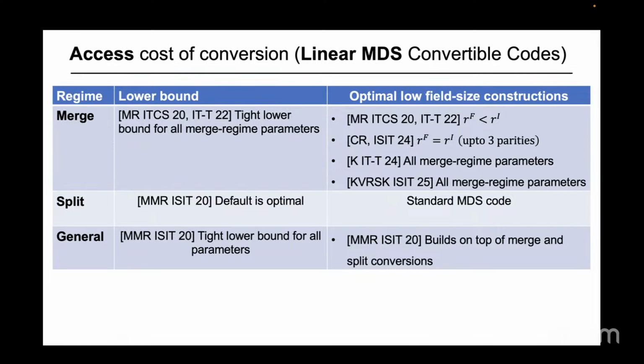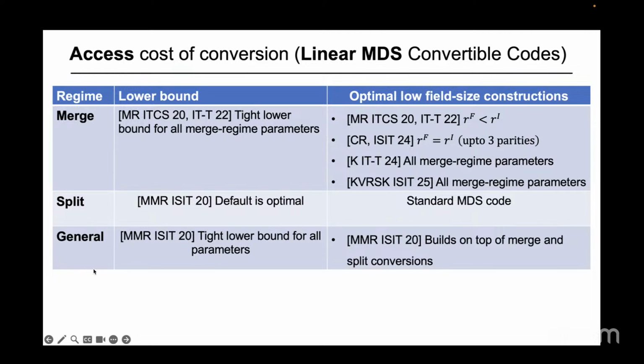And initially, we knew constructions with low field size only for certain regimes. And more recently, there are constructions for all merge regime parameters with low field size. For split, which is the second row of the table, it turns out that a default, that is standard MDS code, is optimal, because the lower bound shows that you can't do better than a default approach. Okay, so the default approach is optimal.